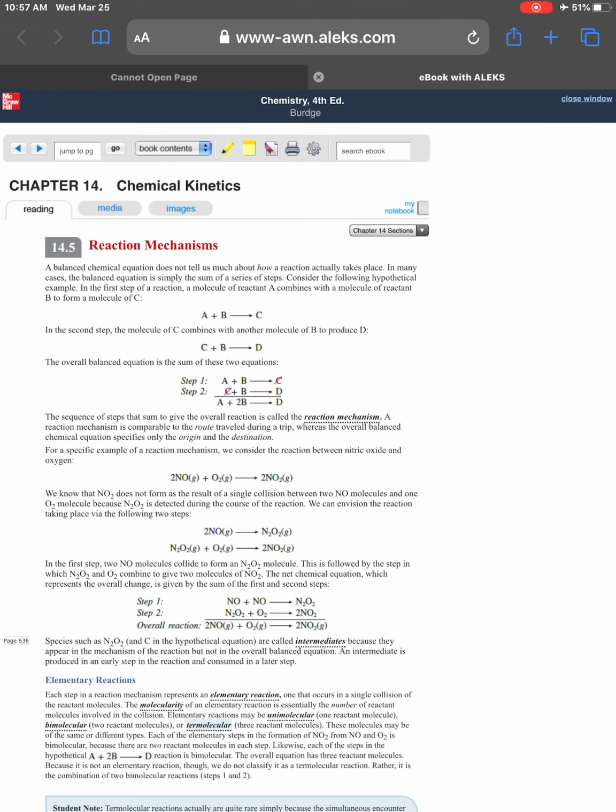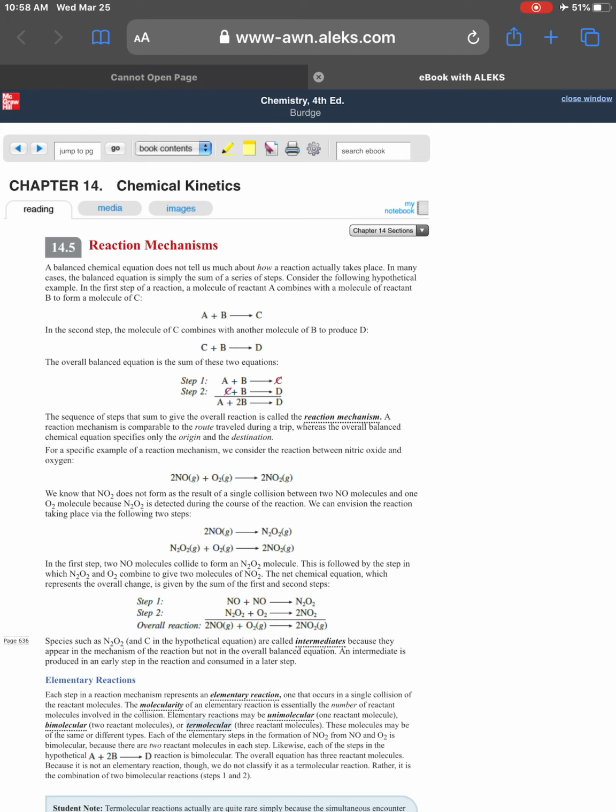2NO gas, arrow N2O2 gas. N2O2 gas plus O2 gas, arrow 2NO2 gas. In the first step, two NO molecules collide to form an N2O2 molecule. This is followed by the step in which N2O2 and O2 combine to give two molecules of NO2. The net chemical equation, which represents the overall change, is given by the sum of the first and second steps.